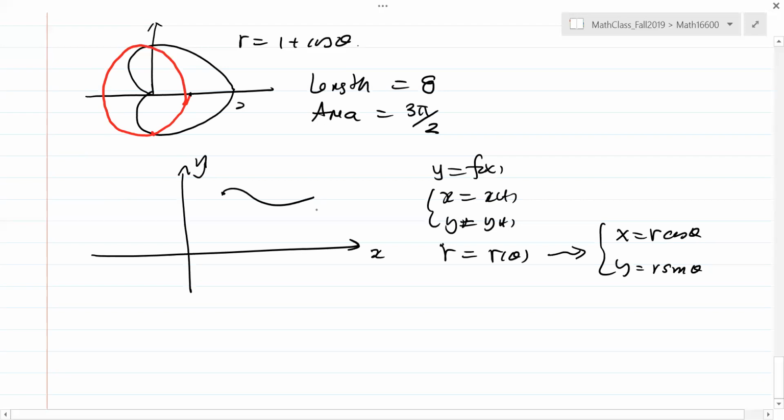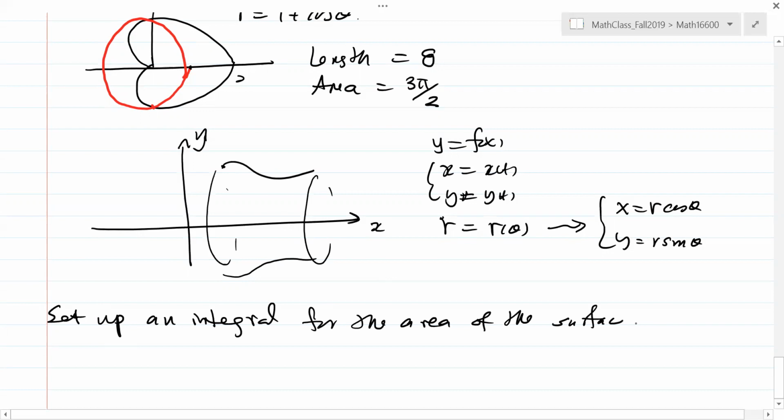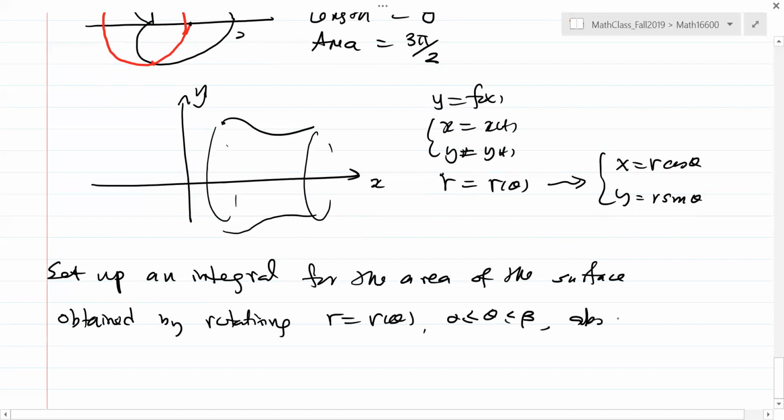All right, so with the same curve, I'm going to rotate about the x-axis. Let's set up an integral for the area of the surface. So this surface, we assume, is obtained by rotating the curve r equals r of theta, with theta between alpha and beta, about the x-axis, for example. How do you do that?